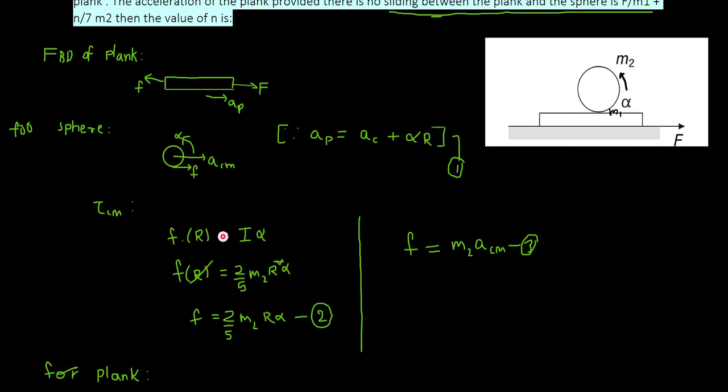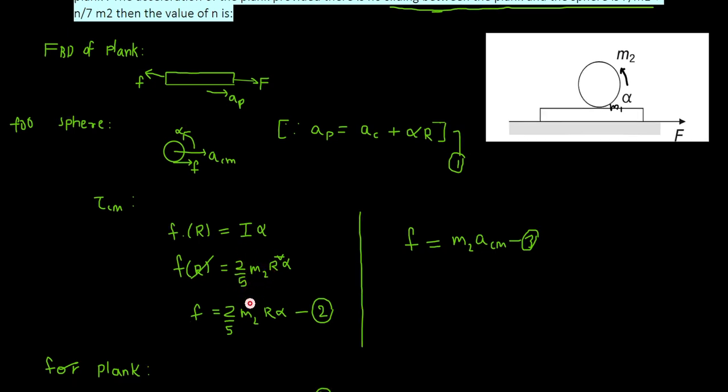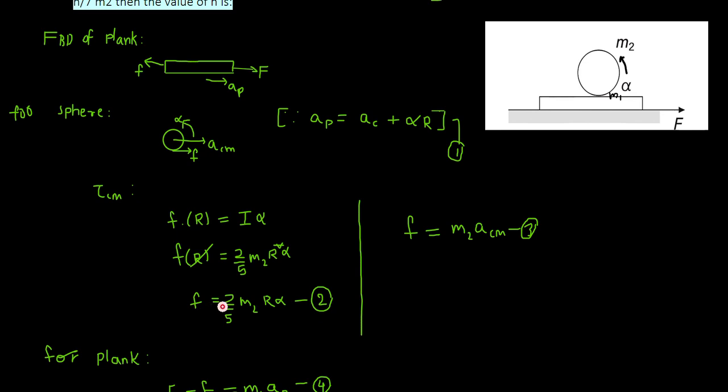Next, we write the equation of torque. The point of contact is the instantaneous axis of rotation, but if we write torque about it, friction will not appear in the equation. We want friction in the equation, so we take torque about the center: f times R equals I alpha. The moment of inertia about the center of mass is 2/5 m r squared, times alpha. From this we get the friction value: friction equals 2/5 m2 r alpha, equation 2.